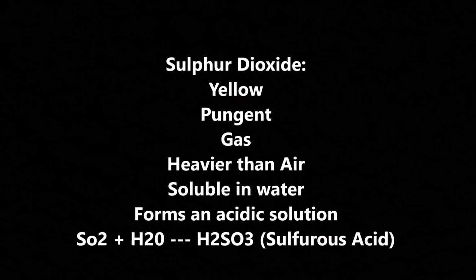Sulfur dioxide is a gas that is yellow, it's pungent, it's heavier than air, it's soluble in water, and it forms an acidic solution. And sulfurous acid is formed from SO2 plus water, which gives you H2SO3.